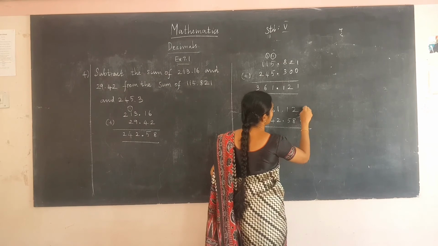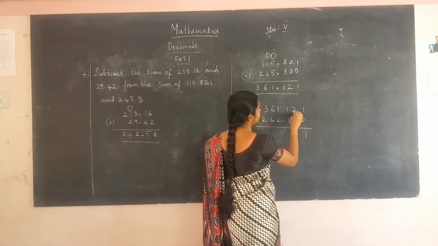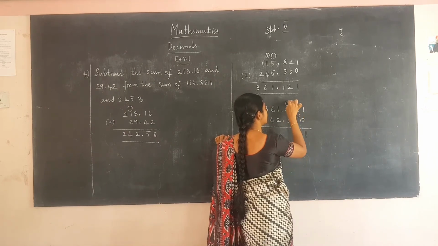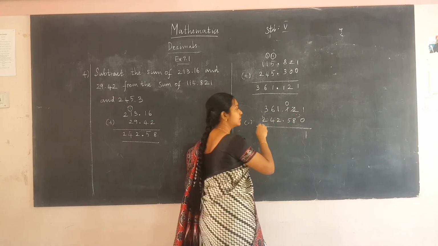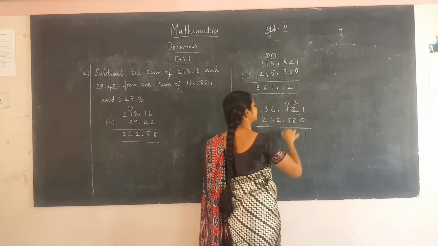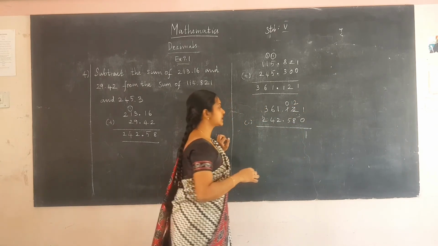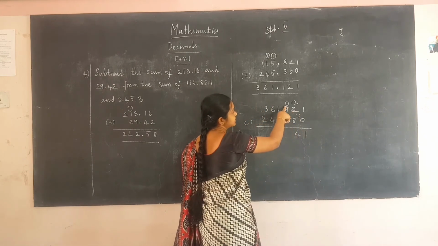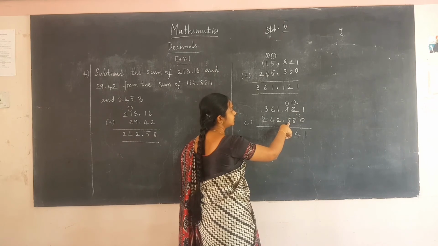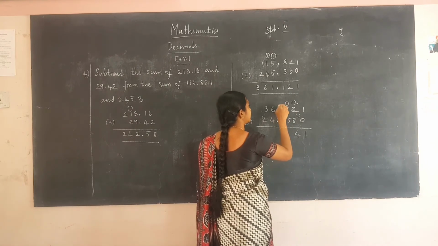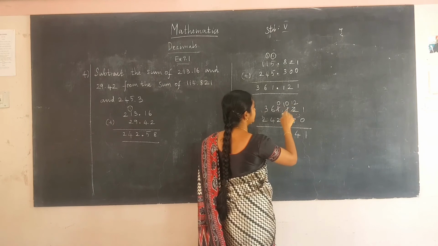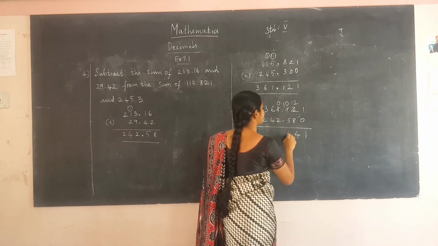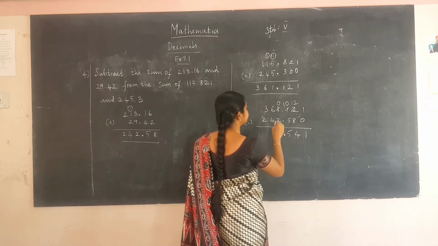Now subtract. 1 minus 0 is 1. Here 2 is smaller than 8. So borrow from the number before. So 1 will be changed to 0 and 2 will be changed to 12. 12 minus 8 is 4. Here 0 is smaller than 5, so we cannot subtract, so borrow from the number before. 1 will be changed to 0 and this 0 will be changed to 10. 10 minus 5 is 5 and here the decimal point.